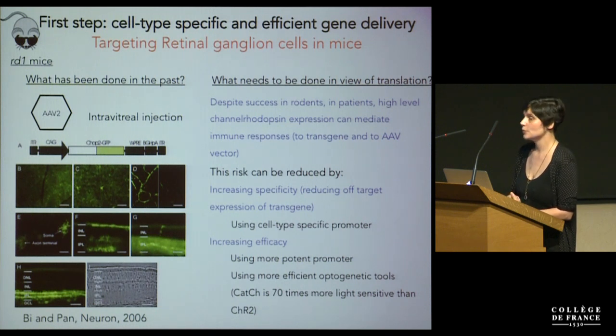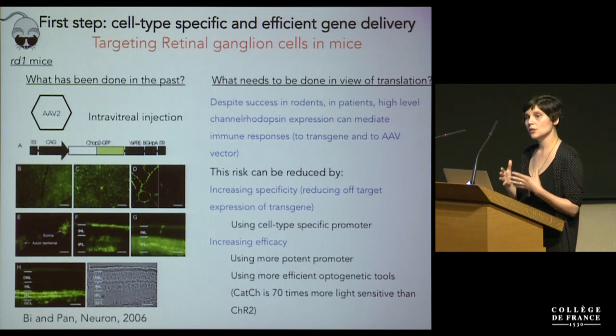So when we really want to bring this to the clinic, what needs to be done in view of translation, these are some of the problems that we've tackled over the past few years. So we know that despite the success in rodents, and not just the pioneering work by Bai and Pan, but all the work that has contributed to this field afterwards, we know that high-level channelrhodopsin or microbial opsin expression is required to get light activation. And this high-level expression can lead to immune responses to both the transgene and to the amount of AAV that is needed to provide this kind of high-level expression.